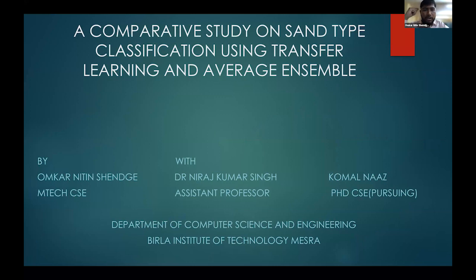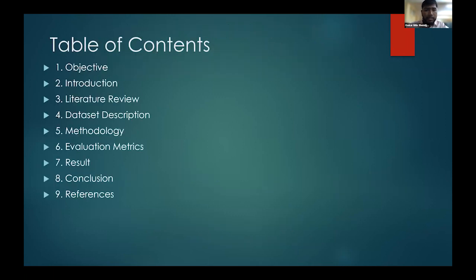So my research topic and this presentation's topic is a comparative study on sand, basically different types of sand type classification using transfer learning and average ensemble. So this is the table of contents of this presentation.